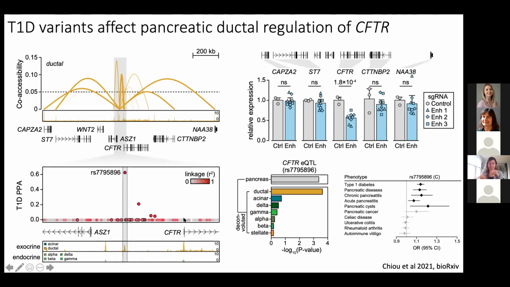This is a site that's linked to the CFTR gene in ductal cells. By CRISPR, we confirmed that this element regulates CFTR and not other genes in the region. And that variant is a QTL for CFTR expression in ductal cells. And kind of interestingly, it is also associated with other pancreatic diseases like pancreatitis, pancreatic cysts, and some evidence for maybe pancreatic cancer, all diseases of the exocrine pancreas. And so there may be a link between type 1 diabetes and these other pancreatic diseases via the exocrine pancreas, but that's just a hypothesis.